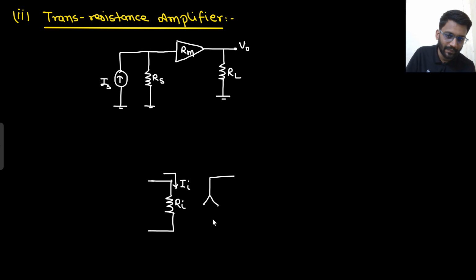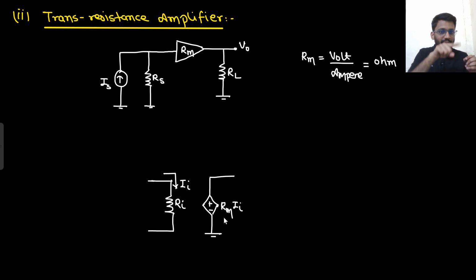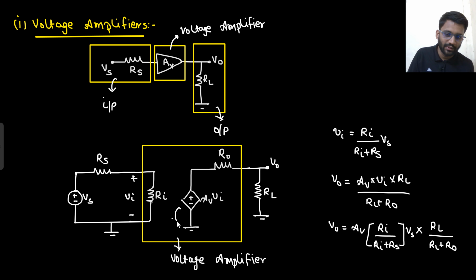Rm into I in. Why did I make it a voltage source? Because if the current is being amplified with the factor of Rm, Rm has the unit of volt per ampere, or you can call it ohm. So Rm is showing the resistance. Current is being amplified with the resistance. So what you will get? A voltage source. You can call this voltage source a current controlled voltage source. And what would you call this voltage source? This voltage source would be a voltage controlled voltage source. It was controlled by voltage and it is a voltage only.